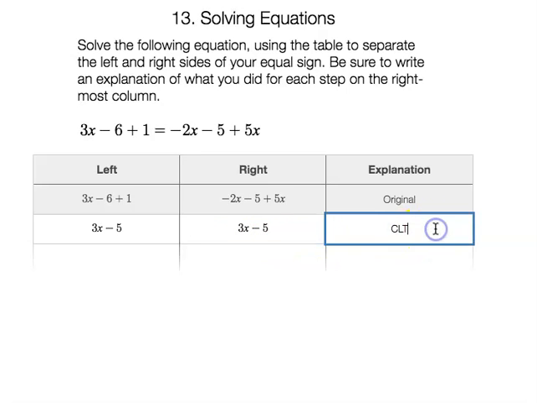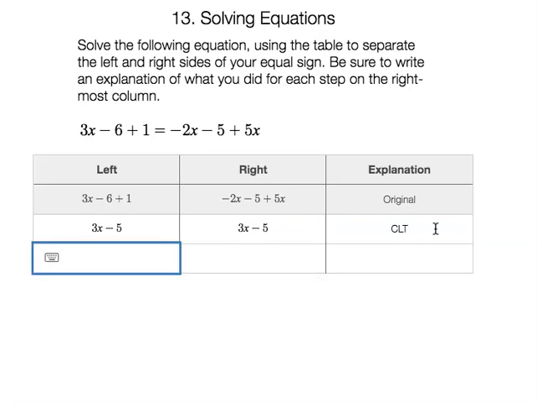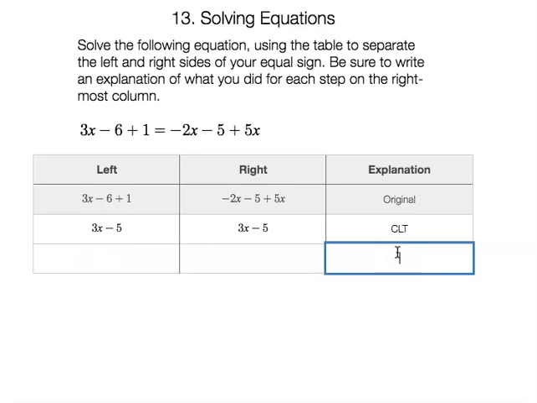So, whoa, wait a minute. This is mind-blowing. Now, do you see how 3x minus 5 is on the left side, and you have 3x minus 5 on the right side? And we can continue to work this problem out, because maybe your teacher wants you to work it all the way out.